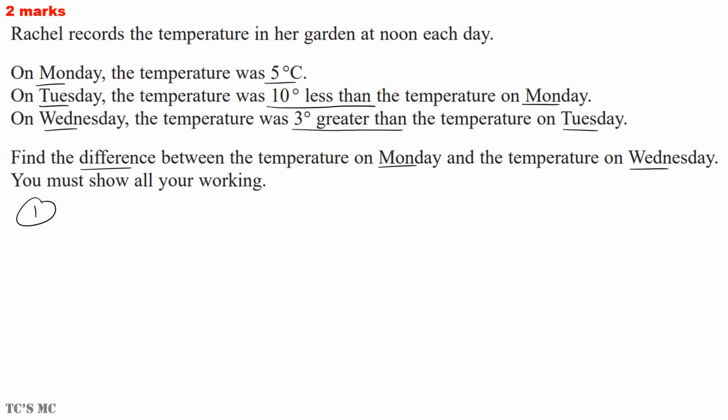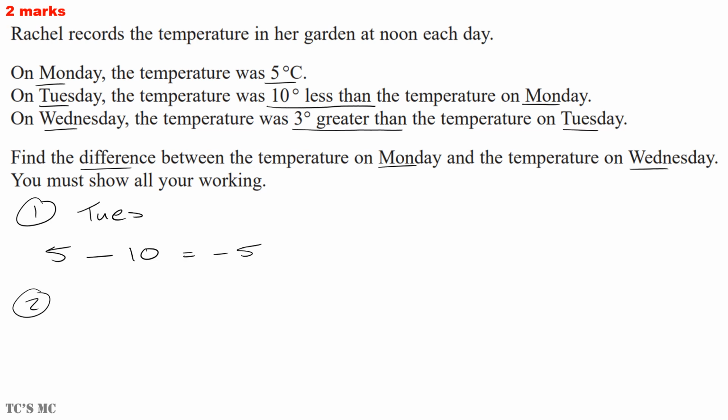Step 1, we first need the temperature on Tuesday. So we need to start with the 5 degrees and then subtract 10 degrees because it said the words 10 degrees less than. We end up with -5.